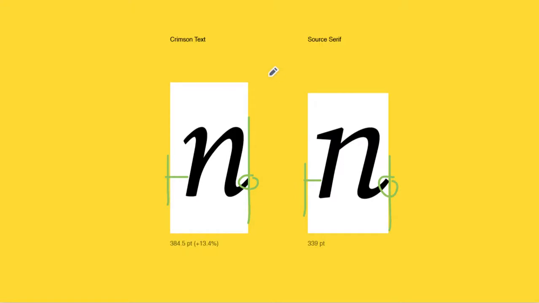It looks pretty apparent that Crimson Text has more aggressive tightness on the right side and looseness on the left side.